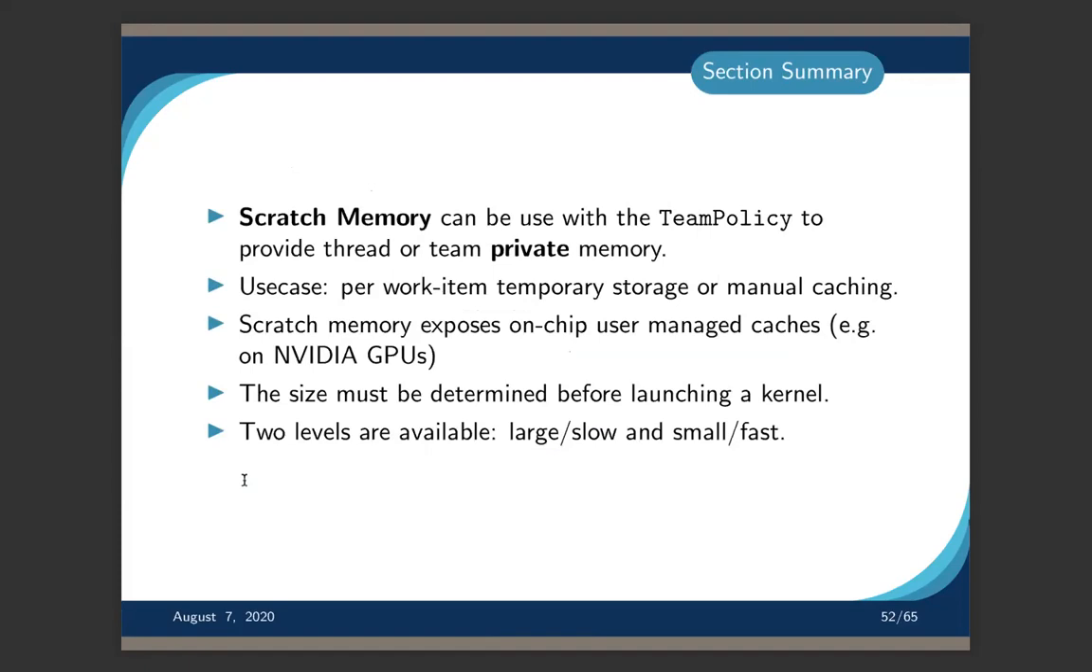So what did we learn in this section? We learned that we can use scratch memory with team policy, and it provides either thread or team private memory. There's 2 use cases for it: the per work item temporary storage use case and the manual caching use case. It does expose the on-chip user-managed caches, for example, on NVIDIA GPUs and AMD GPUs. You need to determine the size before launching a kernel. And there's 2 levels available: large but a bit slower memory, and small and fast.